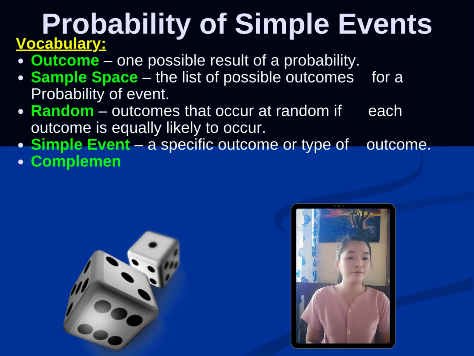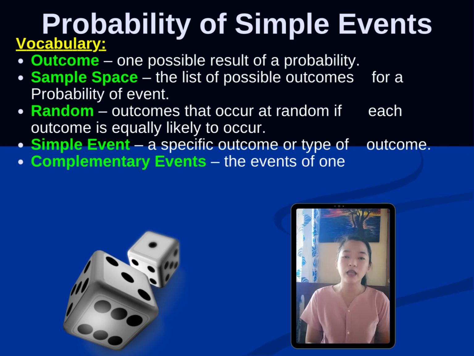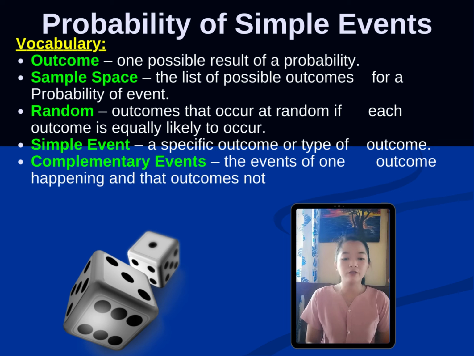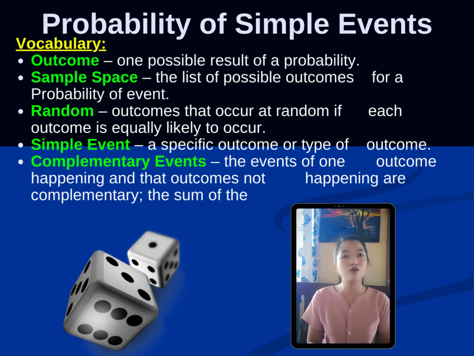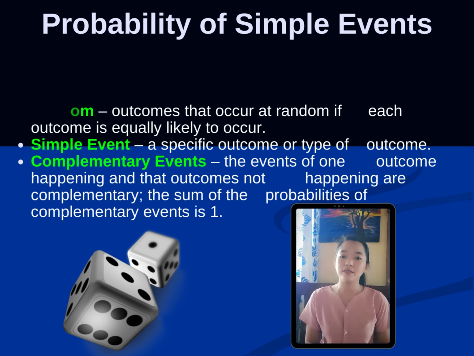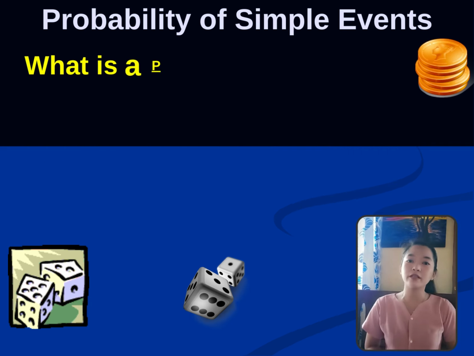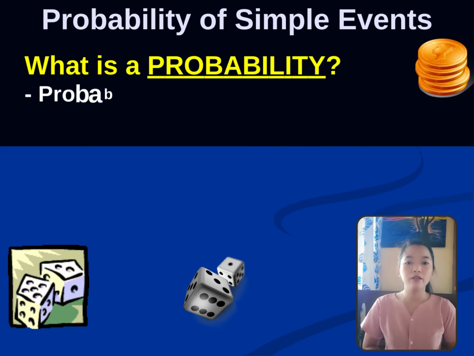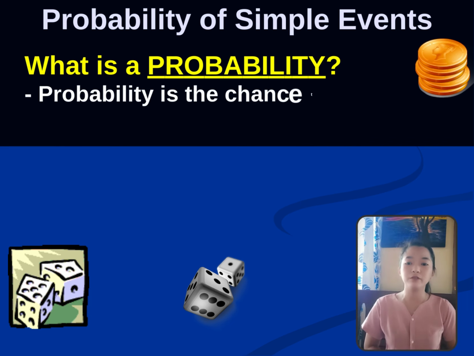Next, simple event. It is a specific outcome or type of outcome. And the last one is complementary events. It refers to the events of one outcome happening and the outcomes not happening are complementary. And the sum of the probabilities of complementary events is 1. Those are terms that are very useful in learning probability of simple events.